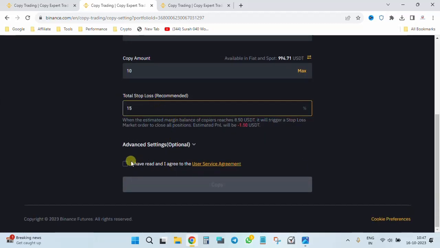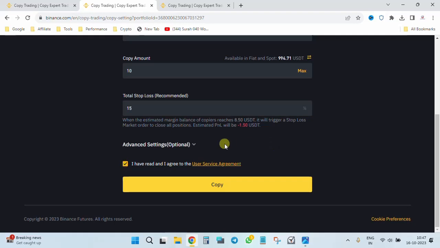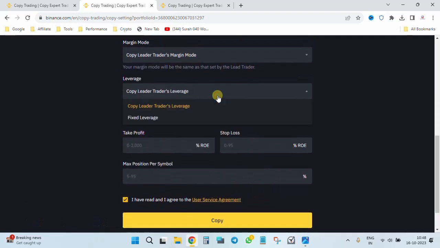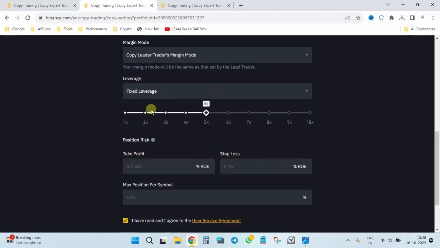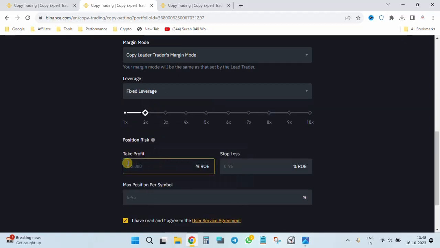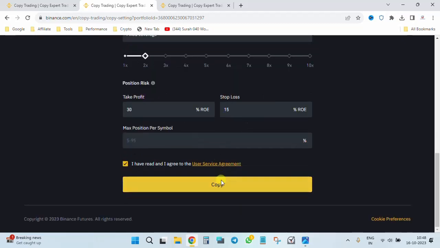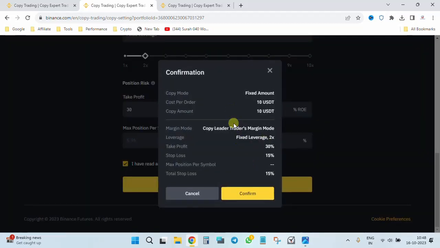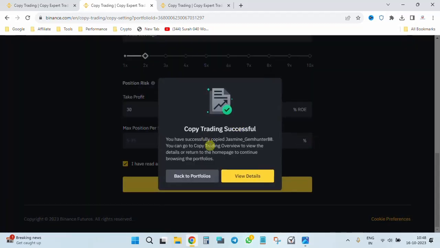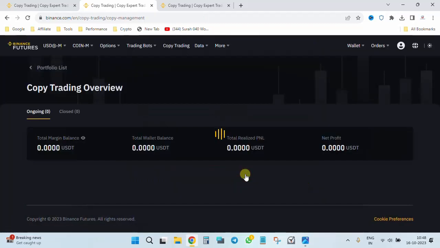I highly recommend using a stop loss. It's going to protect your account. So fixed leverage, this is another thing which I would recommend, because some people take 20x. You've seen accounts blowing off. And 30% profit, 15% stop loss, that's a ratio of 1:2. And I'll say copy. So once I say copy, you can see the same prompt up and say confirm. So copy trading successful. View details.